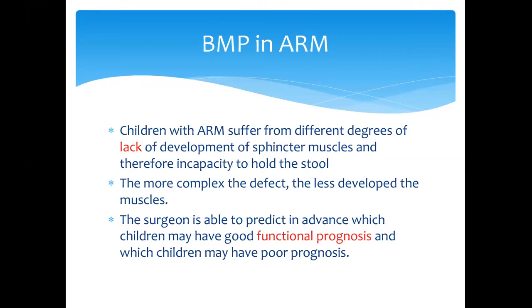It's very important to understand that those kids who were born with an imperfect anus have some kind of deficiency or underdevelopment of the muscles and the nerves in that area as well. The more complex the defect, the less developed the muscles. The surgeon, by that, can predict in advance who are the kids who will do fine and who have a poor prognosis, and we'll talk about these factors.